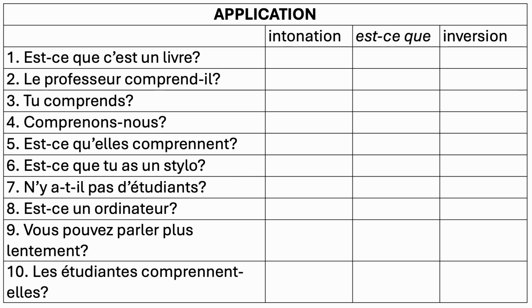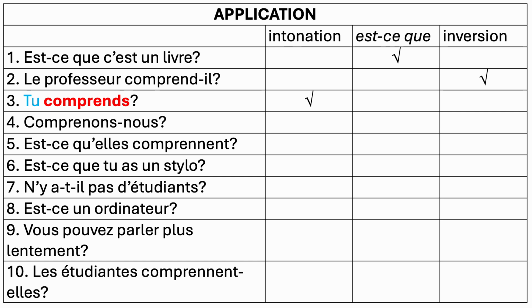1. Repeat after me. Est-ce que c'est un livre? This is an est-ce que question, but it's pretty straightforward. 2. Repeat after me. Le professeur comprend-il? This is inversion. You have the verb followed by the subject pronoun. 3. Repeat after me. Tu comprends? This is intonation. You have your subject before the verb. So only the intonation, that is the melody of your voice, is going to make it a question.